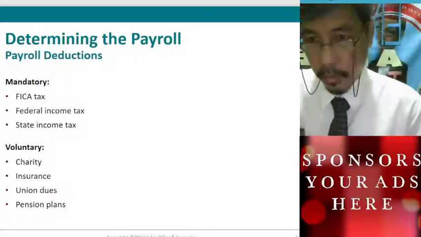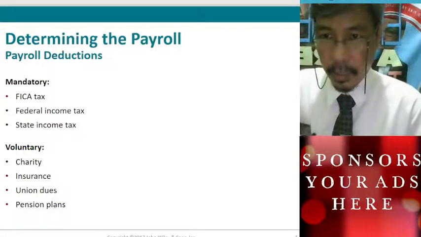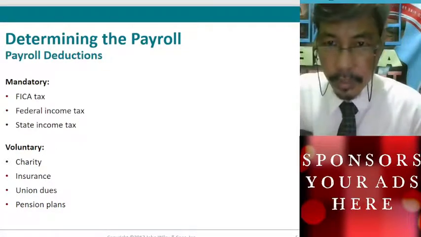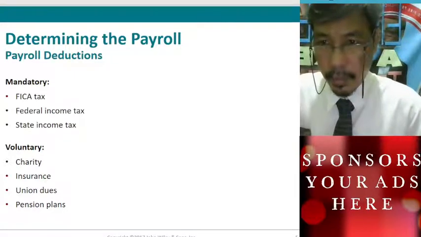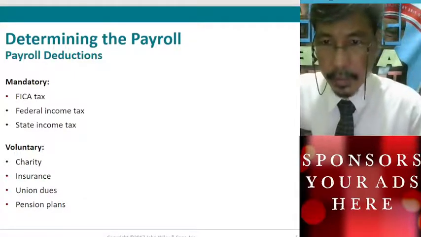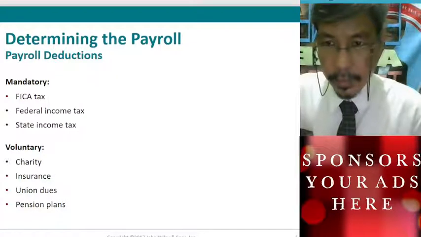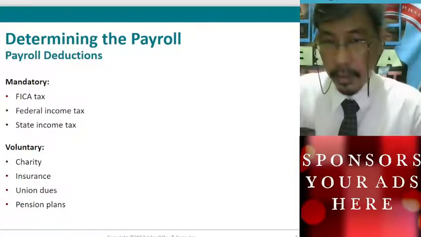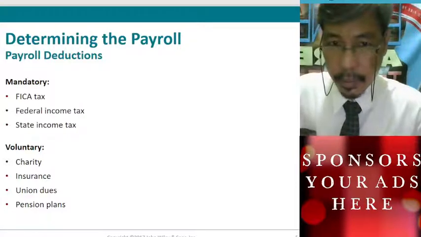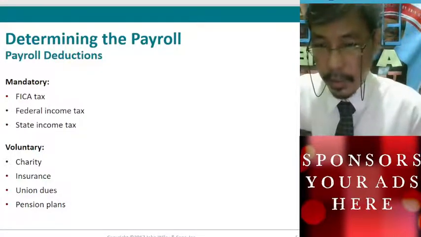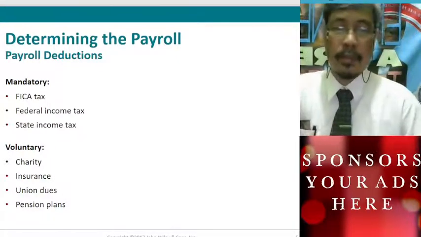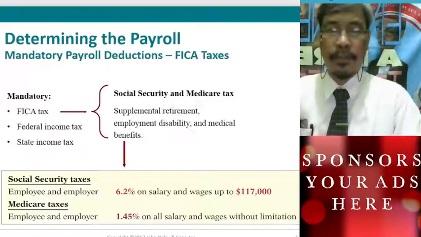With respect to mandatory and voluntary deductions. So we have mandatory. In the United States, they have FICA tax, federal income tax, and state income tax. Mandatory. And voluntary, they have what? Charity, insurance, union dues, and pension plans.